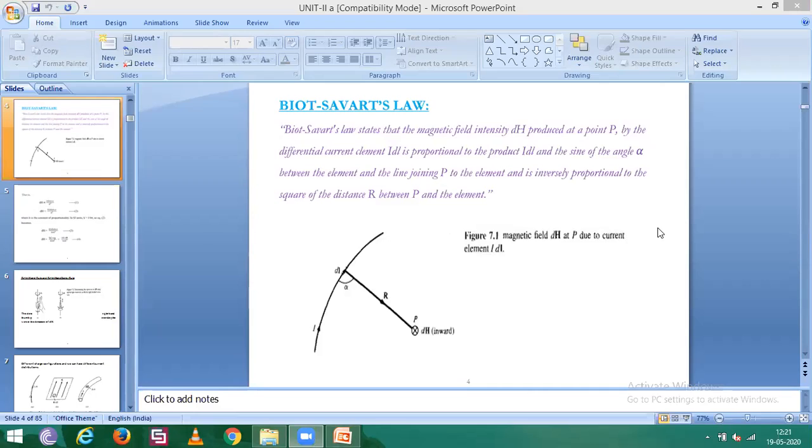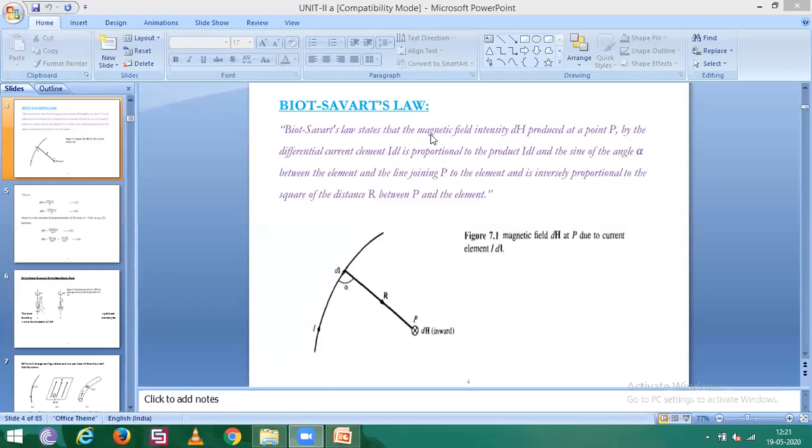So whenever we have a current carrying conductor, there is a magnetic field produced around it. So what Biot-Savart's law says is, if you want to calculate the magnetic field at a distant point P with a current carrying conductor, then consider a current carrying conductor which has a differential length dl. So basically a current element is represented as I into dl, right?